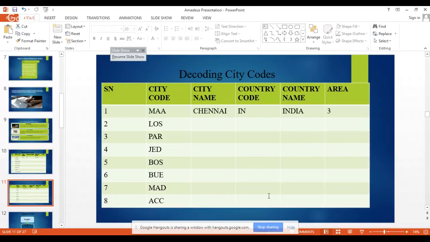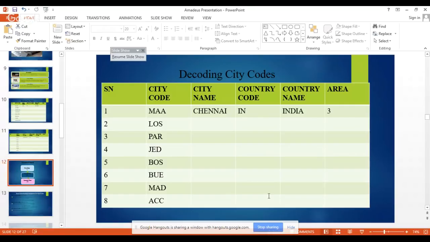It's in Europe. And the last one there, we have ACC, Alpha Charlie Charlie. The city name is Accra. Country code GH. Country name Ghana. And area, it's in area 2. It's in Africa.